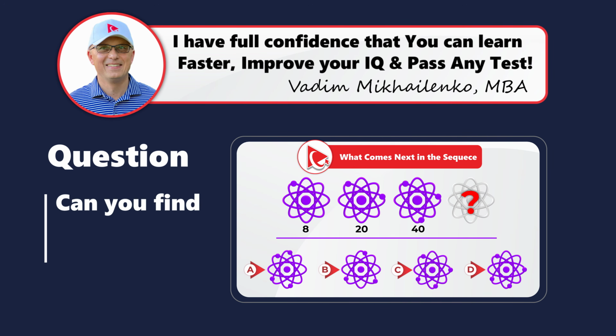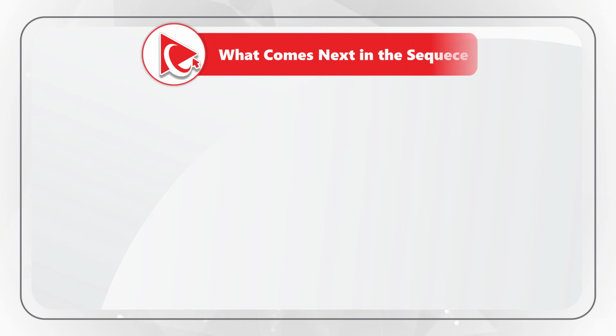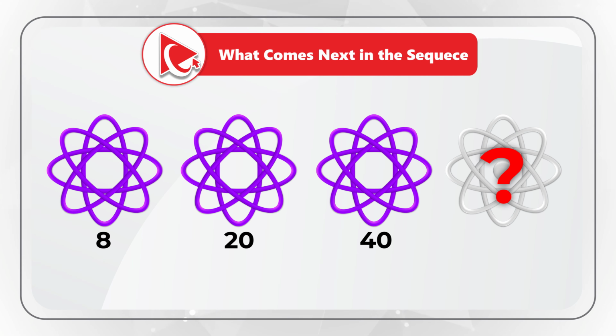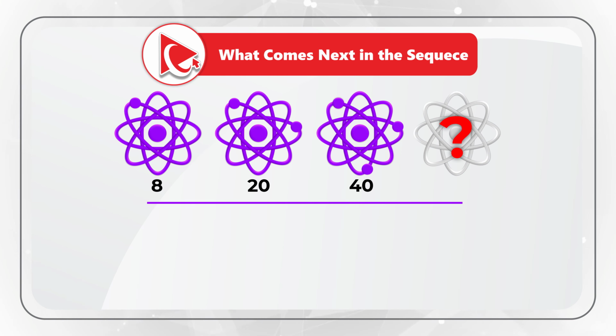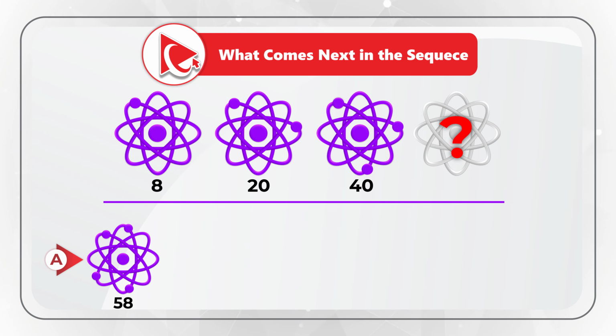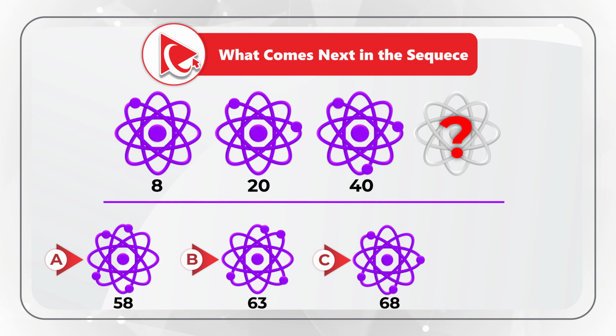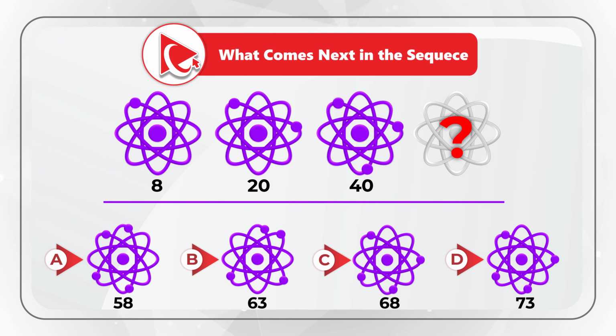Here's one of my favorite questions where you're presented with the sequence of shapes and you need to find the next shape in the sequence. What's unusual about these shapes is that they resemble the molecules, with electrons floating around the molecule and atom in the middle. You have 4 different choices to choose the missing shape. Choices A, B, C, and D.